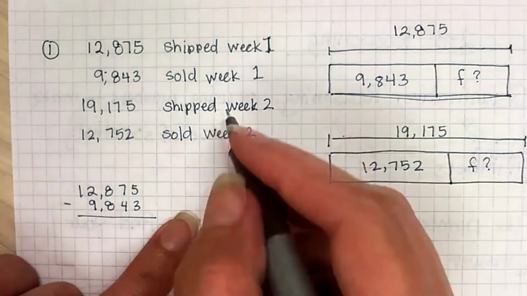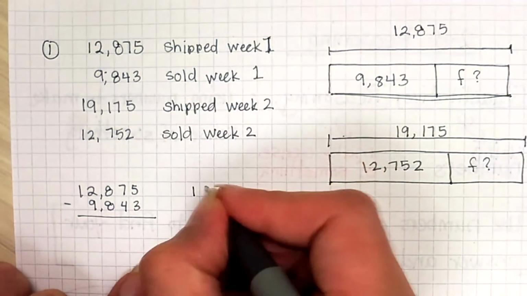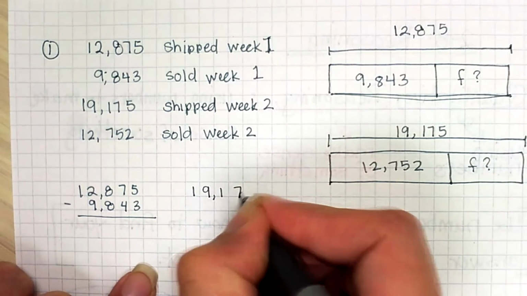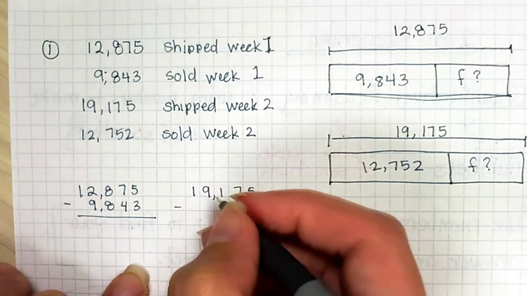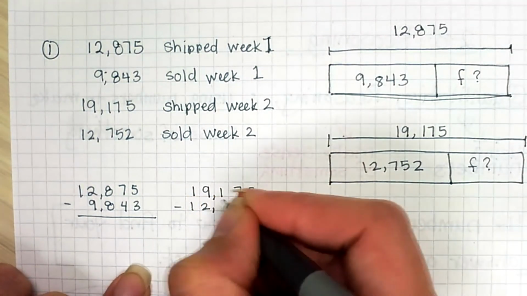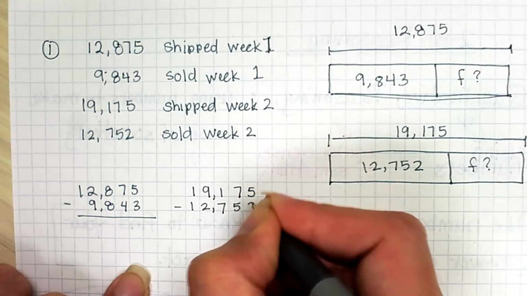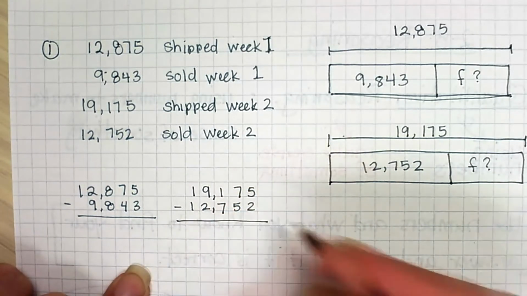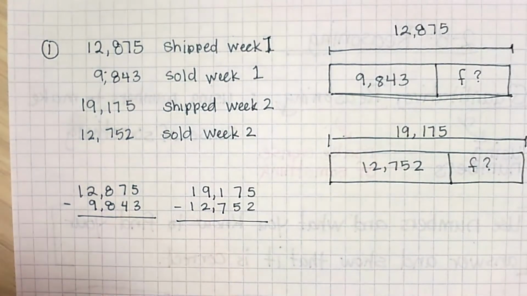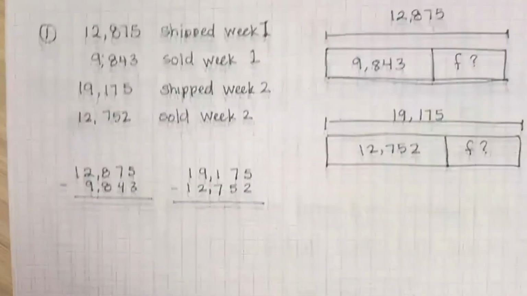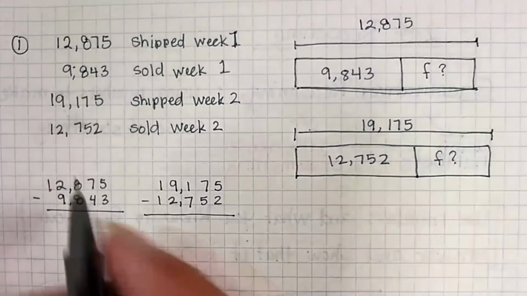And then over here, I need to do the second one, 19,175 minus 12,752. And once I find those two parts, I can put them together to find my answer. So let's start over here.